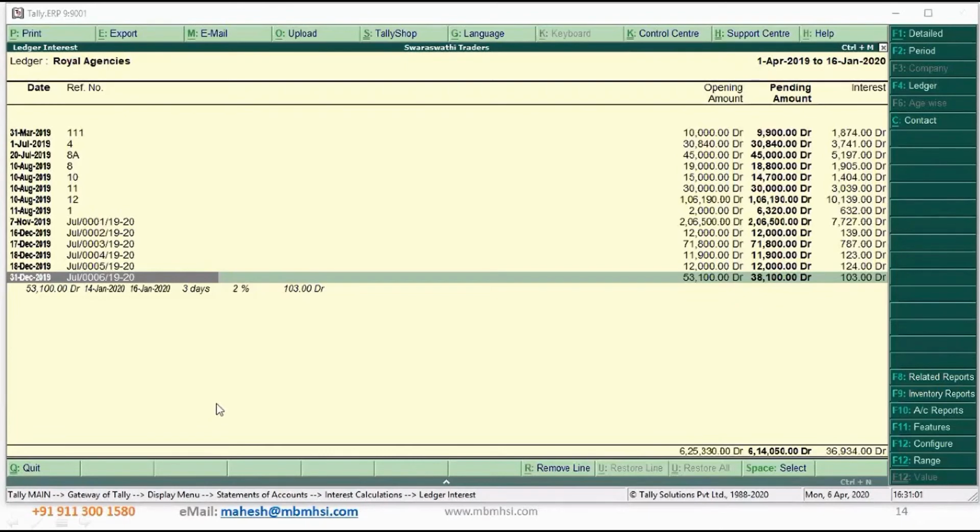So if you want to start calculating from 5th, give always as the parameter. If you want the interest to start calculating from 20th, give the parameter as past due date. Is that clear?